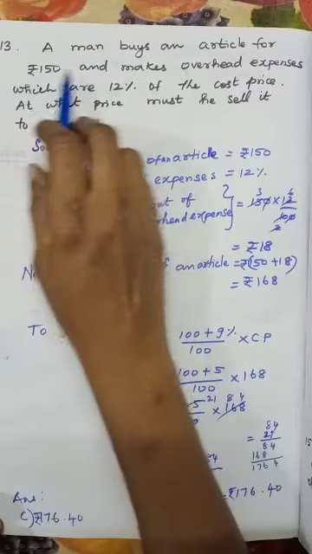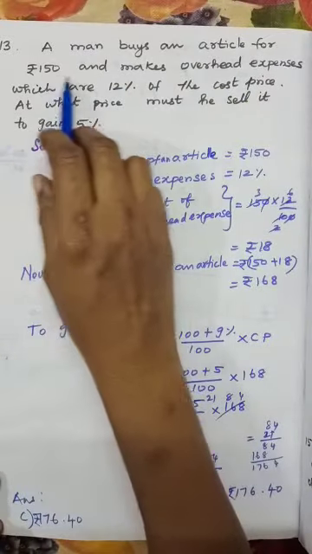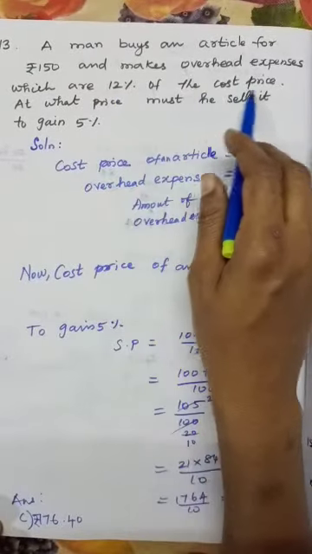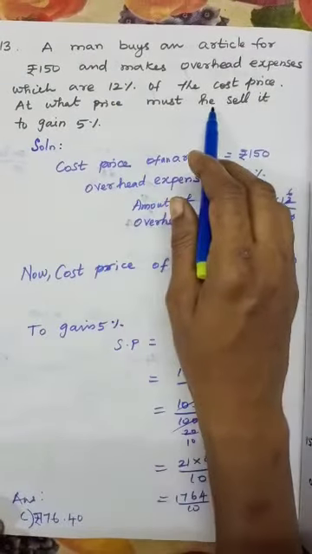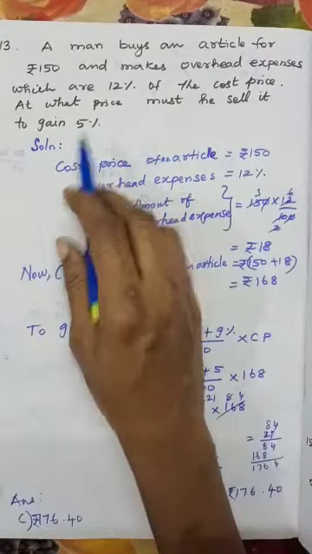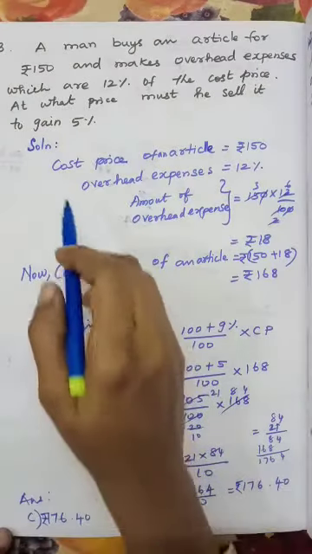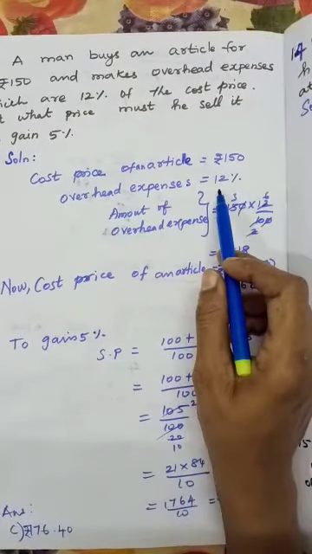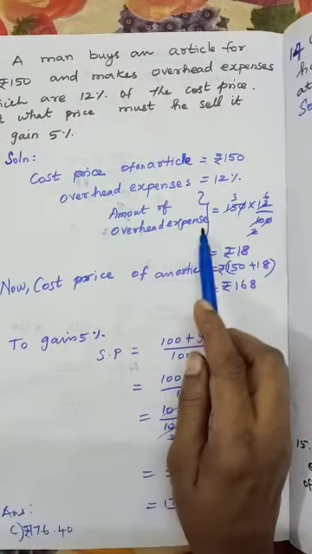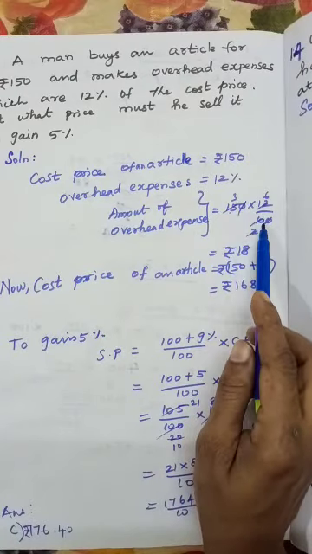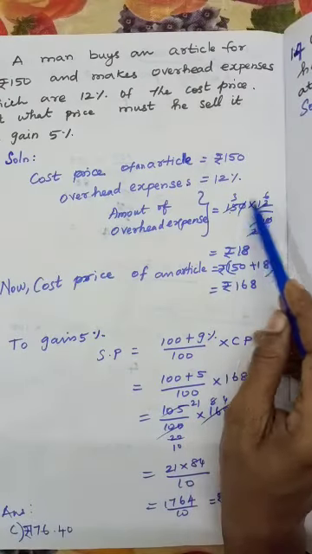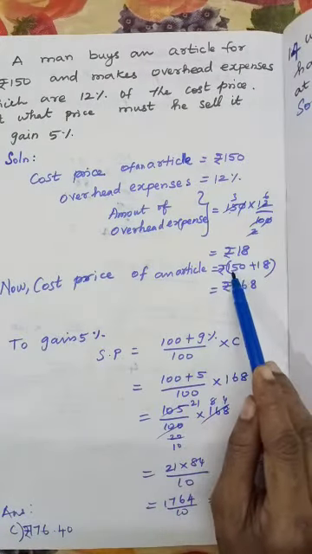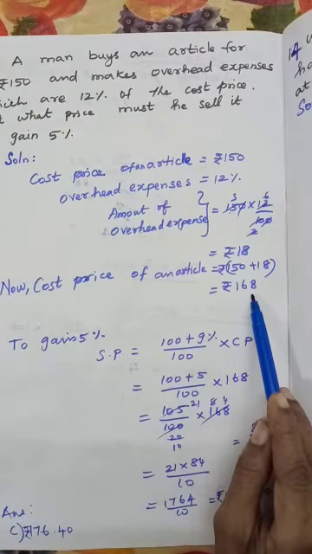Then 13th problem. A man buys an article for rupees 150 and makes overhead expenses which are 12% of the cost price. At what price must he sell it to gain 5%? Cost price of an article is rupees 150. Overhead expenses 12%. Amount of overhead expenses is 150 into 12 by 100. You cancel. Then 6 3s are 18. So now cost price of an article is 150 plus 18 is rupees 168.